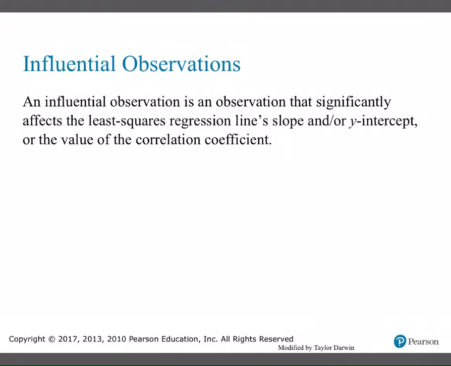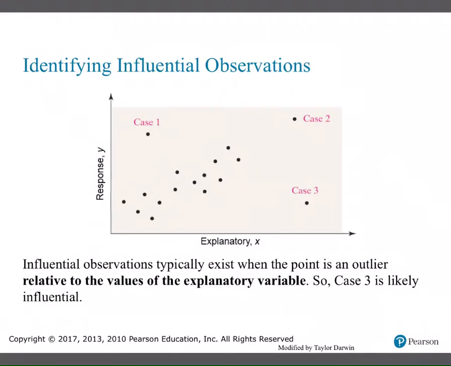An influential observation is an observation that significantly affects the least squares regression line, slope, and/or y-intercept, or the value of the correlation coefficient. So you've got to be really careful about those outliers. Influential observations exist when the point of an outlier is extreme relative to the values of the explanatory variable. So this one could be a really influential point because it's going to be pulling this data down instead of where it wants to be going.